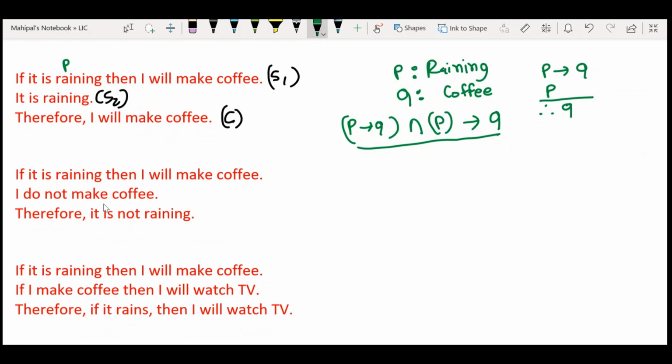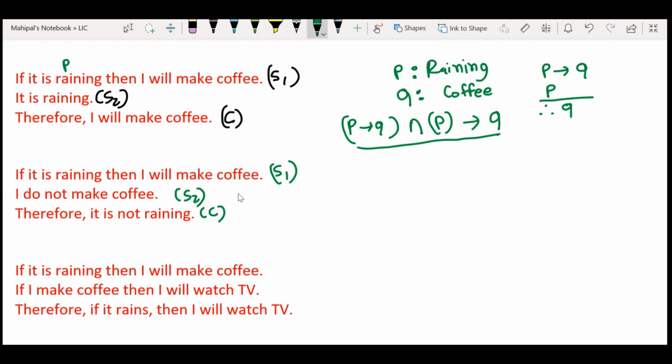And then again, one more statement is that I do not make coffee, which is nothing but negation Q. And therefore it is not raining, which is nothing but negation P. So again, I can say that this is my statement 1, this is my statement 2, and this is my conclusion. And now we need to identify whether the conclusion is valid or not.